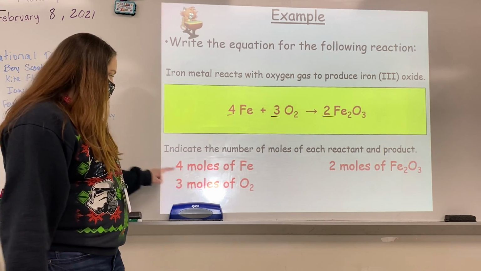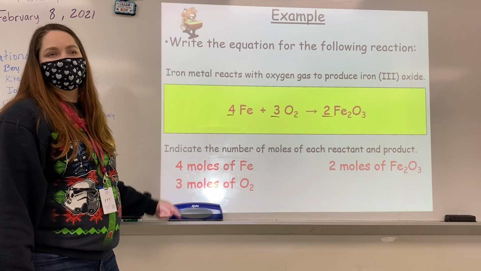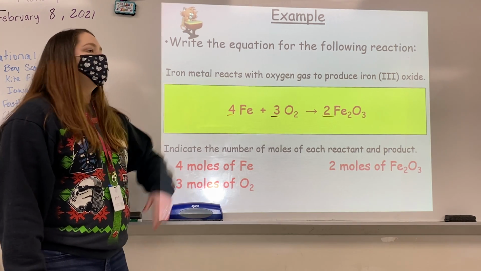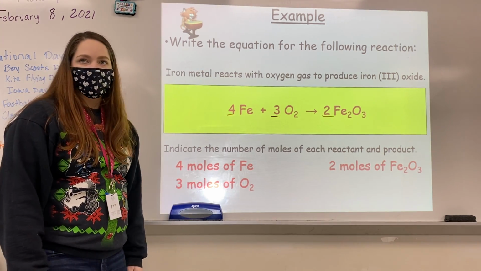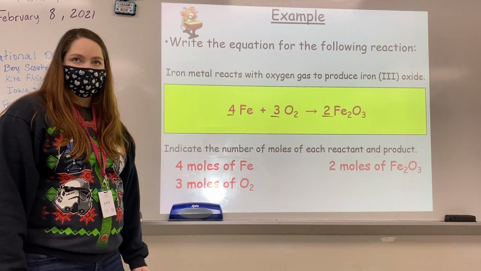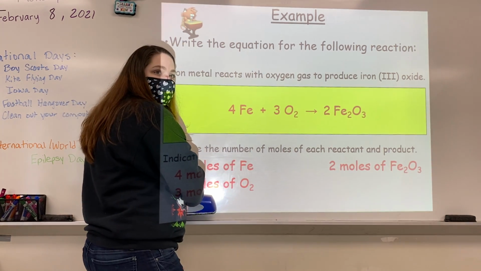This is what we're going to be using in order to go from moles of one thing to moles of another thing. So that's why you have to have a balanced chemical equation. You have to figure out what your coefficients are. If you do not do those two things, then you cannot do any of this unit. Okay? All right. Any questions so far?